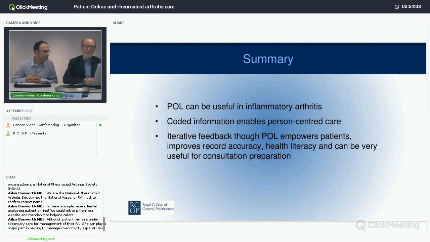Is there a simple patient leaflet explaining patient online? Yes, there is. NHS England have produced a whole series of very useful leaflets aimed at patients. Practices can order those through the NHS England Patient Online website. The Royal College Toolkit includes some general templates for patient information leaflets and some advice about the sort of things that patients need to know if practices are thinking about putting together a set of information on patient online.